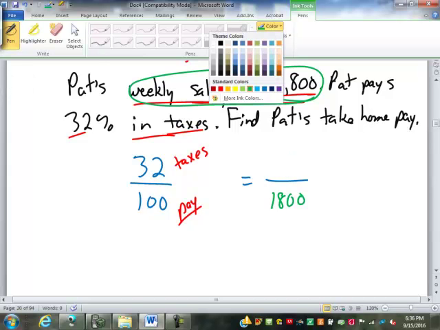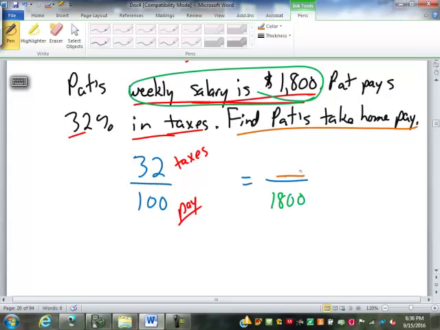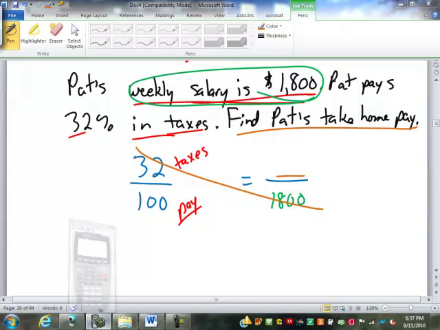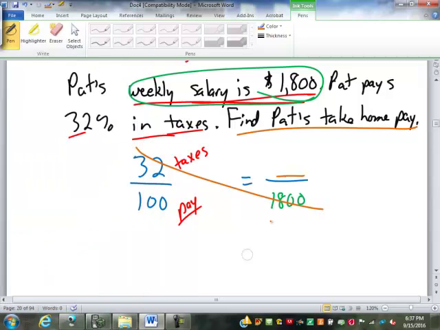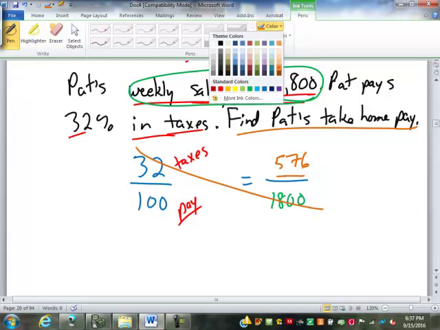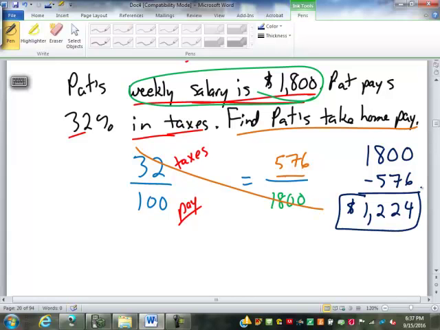But before we do that, are we looking for the amount he pays in taxes? No. We're looking for the take-home pay. If we knew the amount that was paid in taxes, could we use it to find what we're looking for? Yes, we can. So we're going to do 32 times 1,800, which is 57,600, divided by 100 is 576. Now we just said that's not what we're looking for, but how do we use that to find what we're looking for? Perfect. 1,800 is the pay minus the taxes of 576, which will give us 1,224 is Pat's take-home pay.